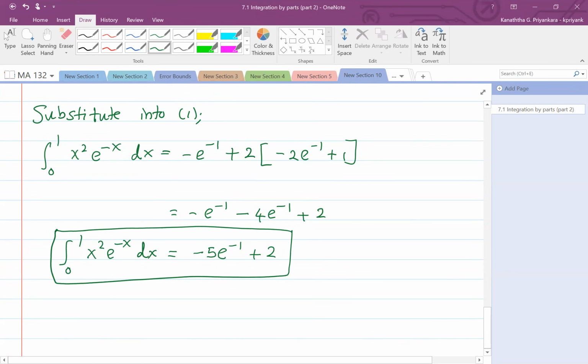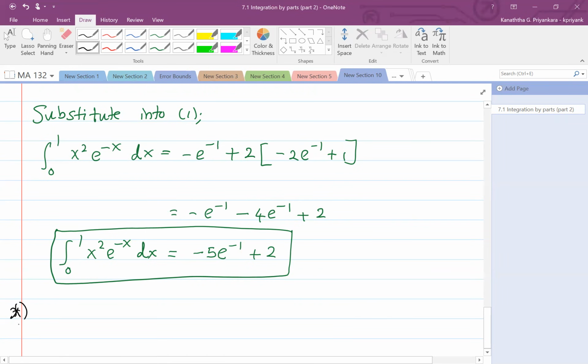So that's how we will use integration by parts to compute the value of definite integrals. Now I'm going to talk about the boomerang problem. Boomerang means if you throw a boomerang, it will come back to you. So in this problem, we start with one integral, and after some steps, we get back to the same integral. That's why we say boomerang. So let's do this.